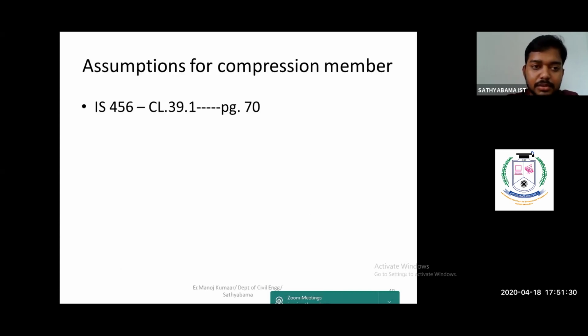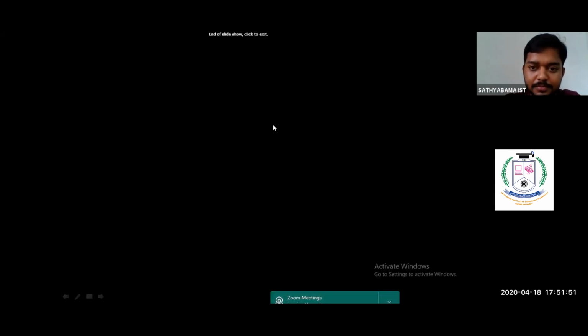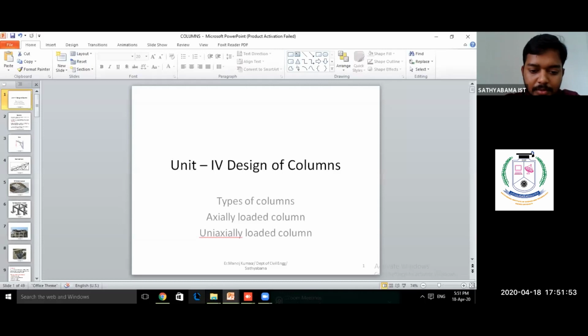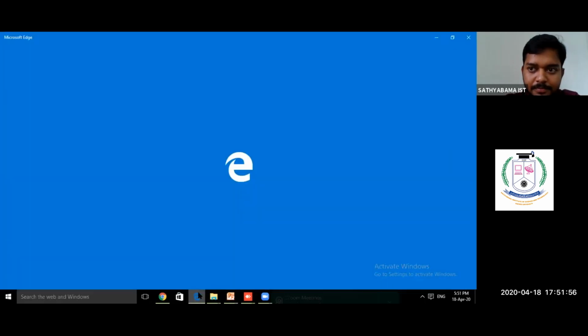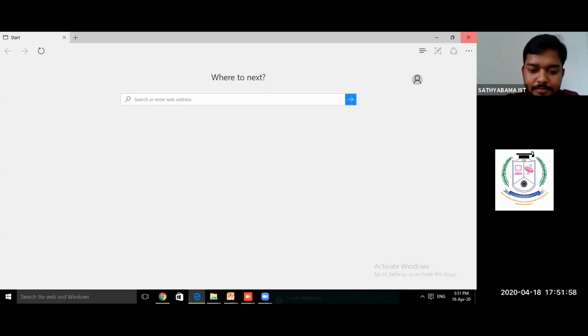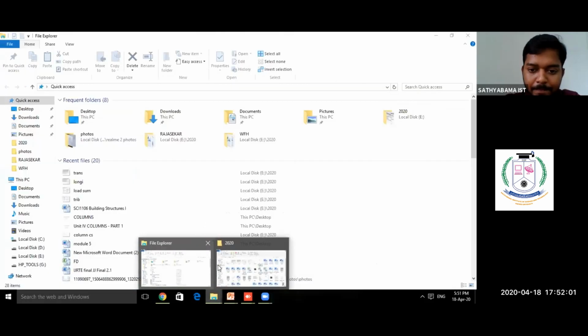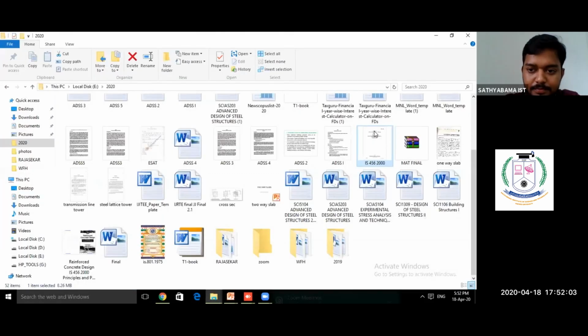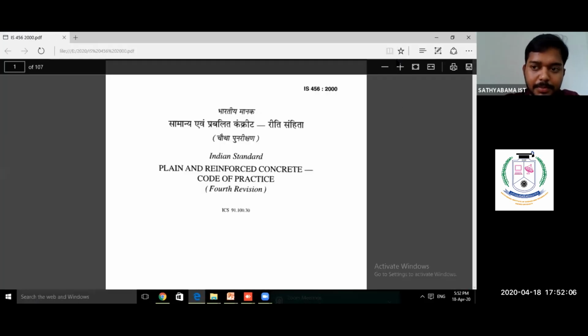And another important question that may be asked in part A is the assumptions for designing the compression member under limit state design. This is mentioned in IS 456 under clause 39.1, page number 70. You can go through that. So you can open up your code book, page number 70.